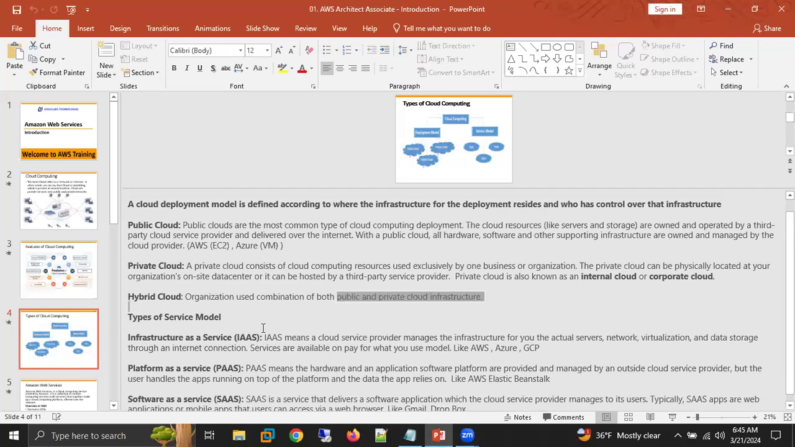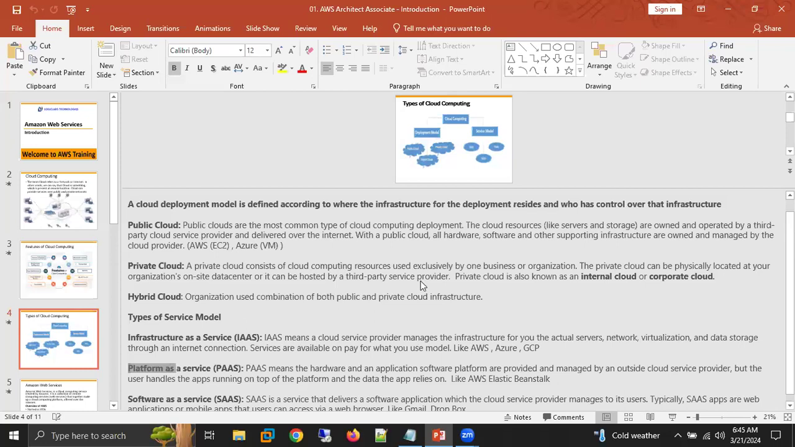Then we have the service model. All the cloud platforms are called infrastructure as a service, IaaS. Why is it called infrastructure as a service? Because we are using their infrastructure. That is why it is called infrastructure as a service.